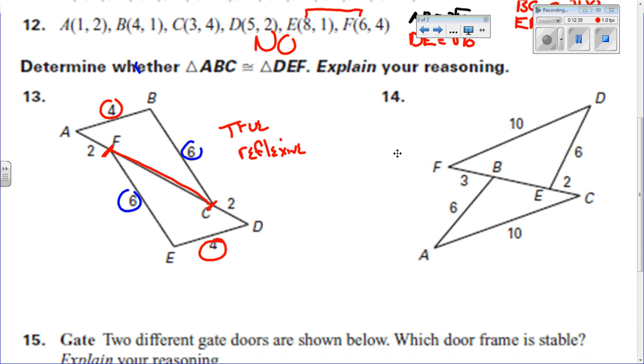Okay, let's look at 14. FD, so that would be the first and third. AC, those are both 10. AB, DE are both 6. Then from F to B is 3. From E to C is 2. So those are not the same. That would be no.